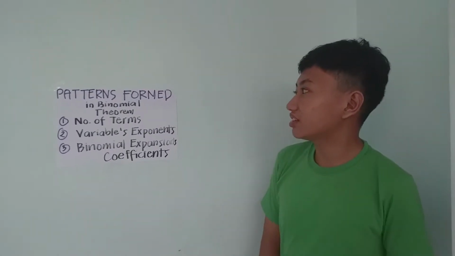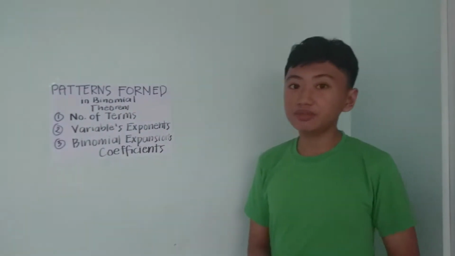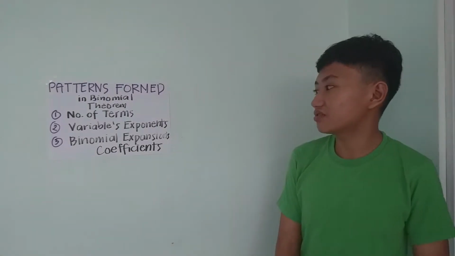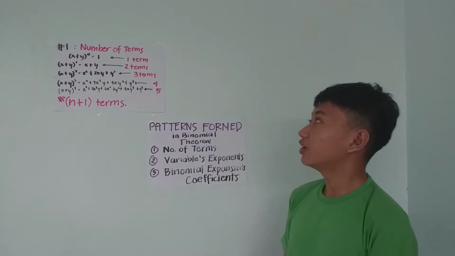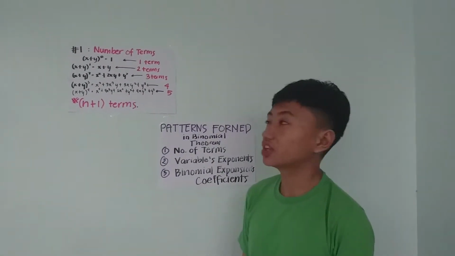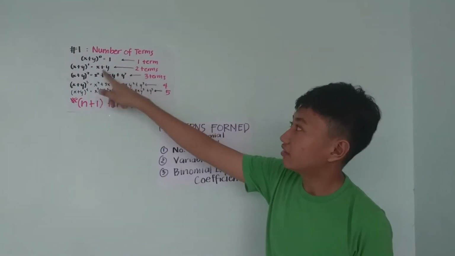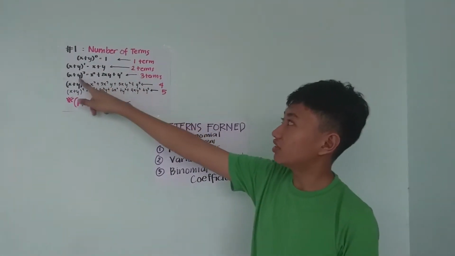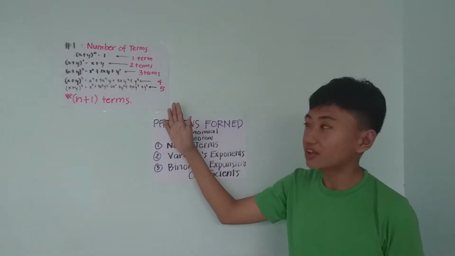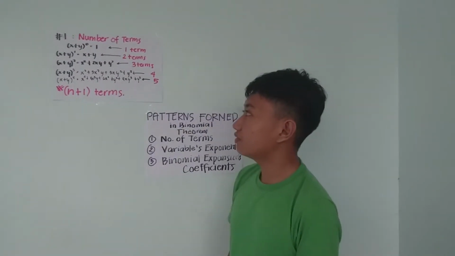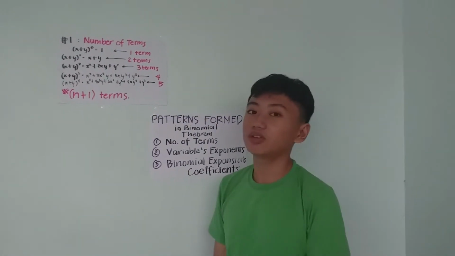Now we're going to discuss the patterns formed in the binomial theorem. We are actually given three: the number of terms, the variables' exponents, and the binomial expansion's coefficients. Let's start with the number of terms. Given binomials raised to a certain degree, we can see the pattern that when x plus y is raised to 0, it has one term. When raised to 1, it has 2 terms. When raised to 2, it has 3 terms. When raised to 3, it has 4 terms. And raised to 4, it has 5. So, the pattern for the number of terms is, when the binomial x plus y is raised to a degree n, it has n plus 1 terms.